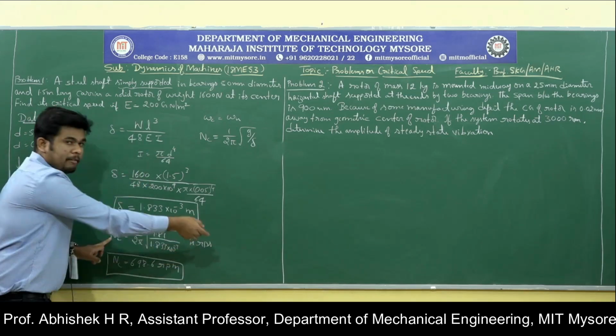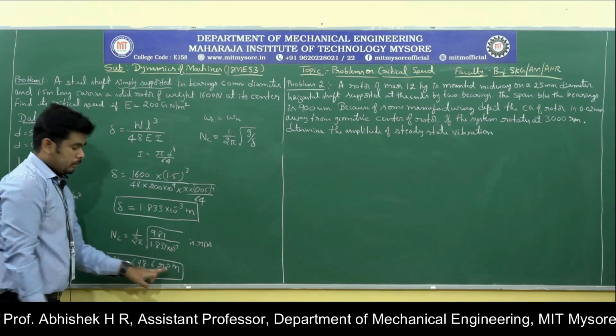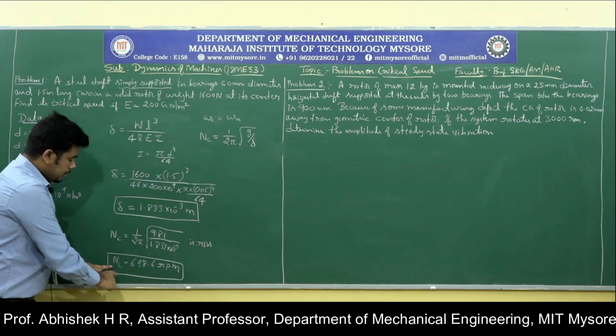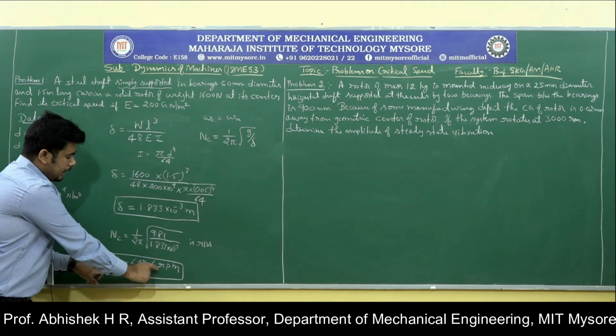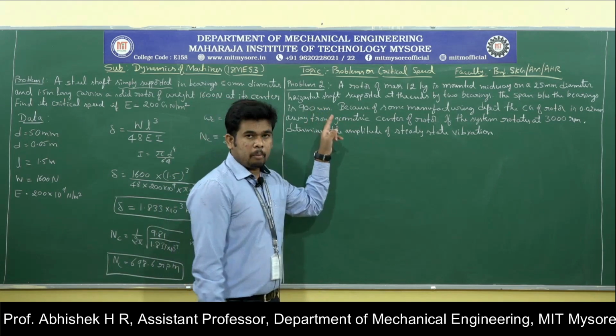So if you multiply with 60, it will be converted to RPM. So our final answer is Nc is equal to 698.6 RPM. Now we will see the second problem.